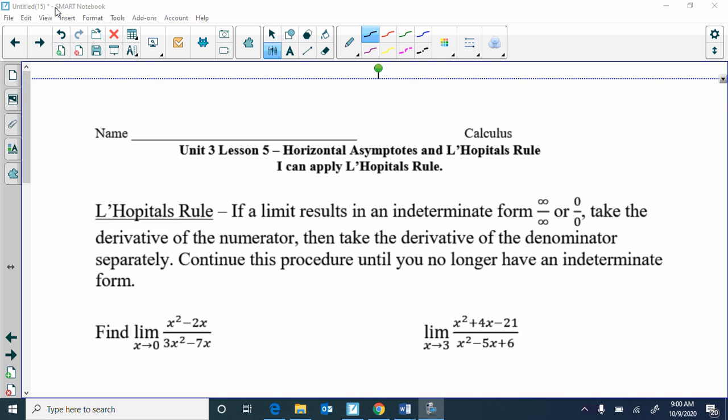Lesson 5, Horizontal Asymptotes and L'Hopital's Rule. I can apply L'Hopital's rule.